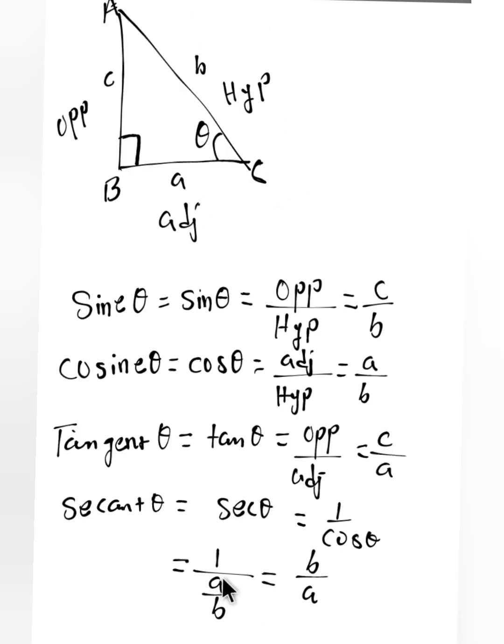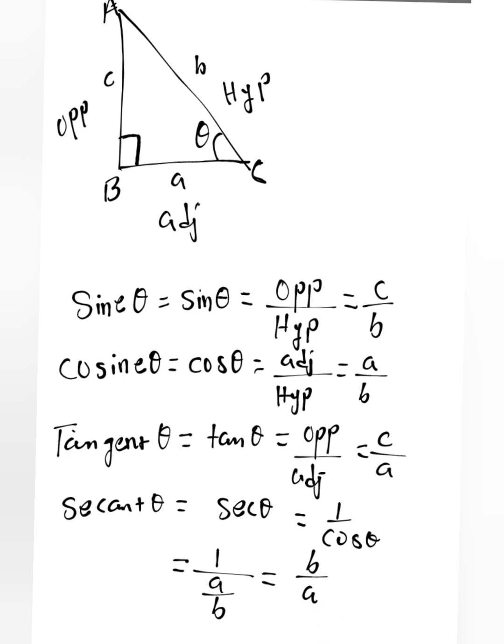Remember that if you have an expression such as a over b over c, this is equal to ac over b. What you have to do here is just take the number at the bottom to the top. If we apply this principle here, 1 over a over b, just take b up, becomes 1 times b, which is b over a. Hence, sec theta is b over a.